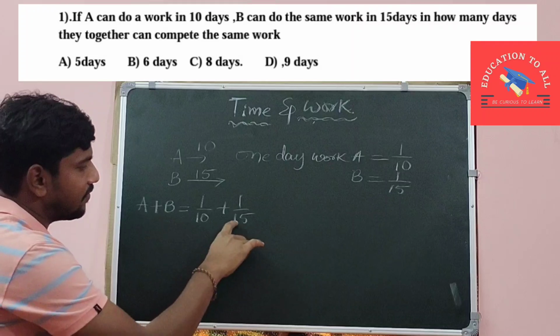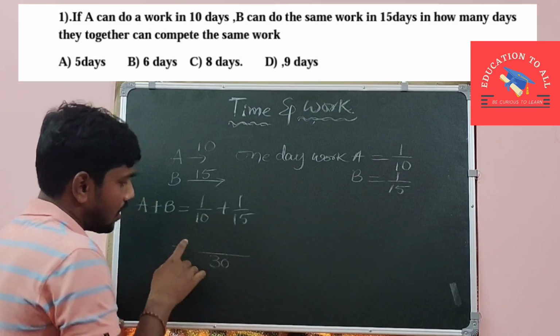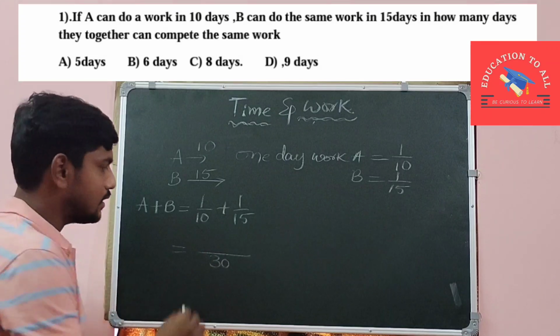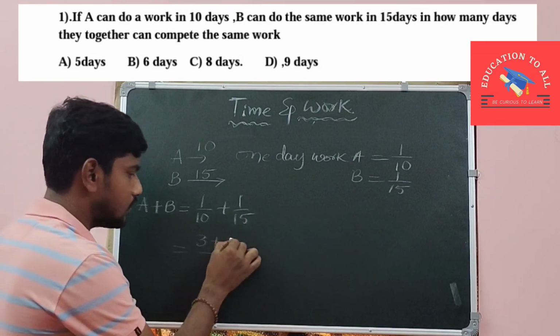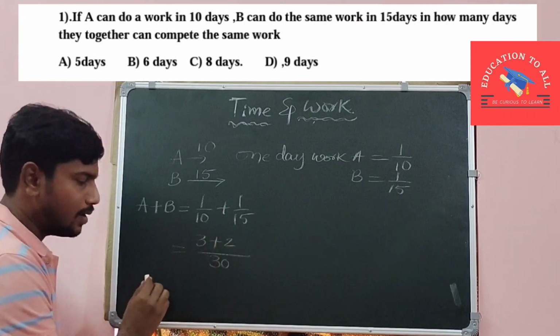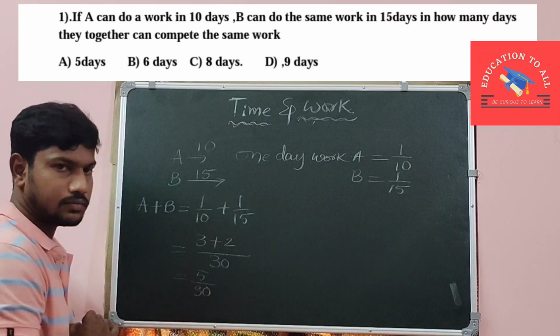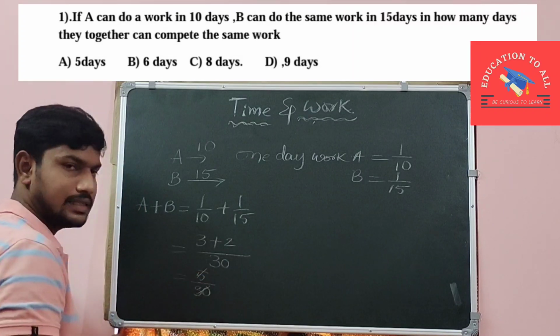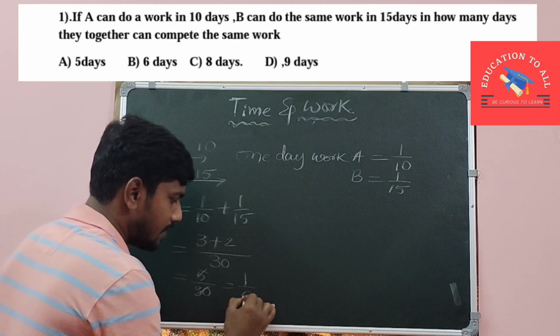The LCM of 15 and 10 will be 30. So 10 table in 30 cancels 3 times, and 15 table cancels here 2 times. So the addition is 3 plus 2, which becomes 5 divided by 30. 5 table in 30 cancels 6 times. So the answer is 1 by 6.